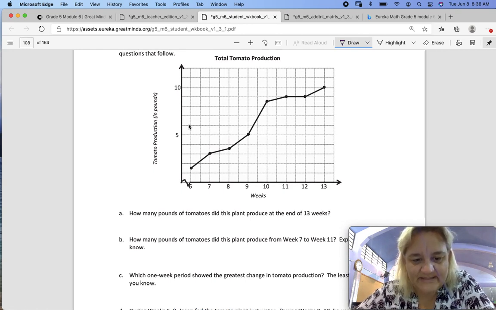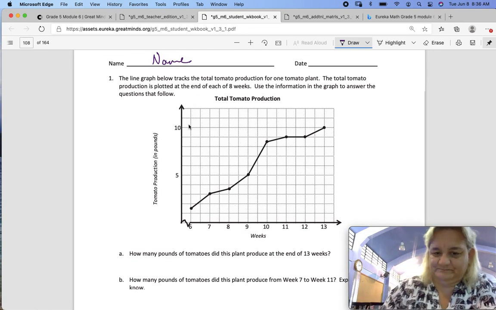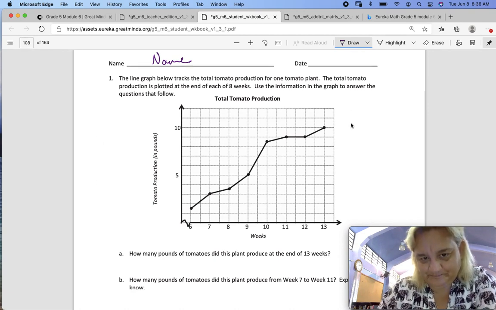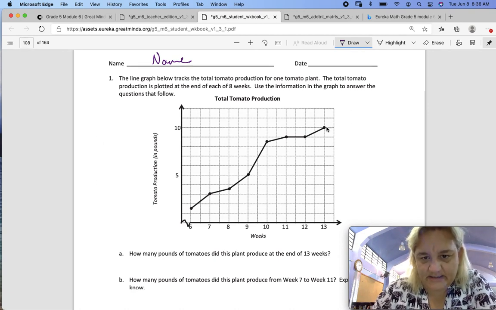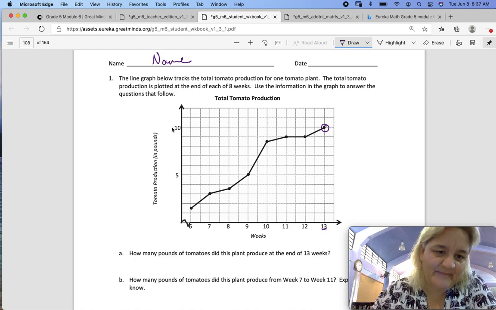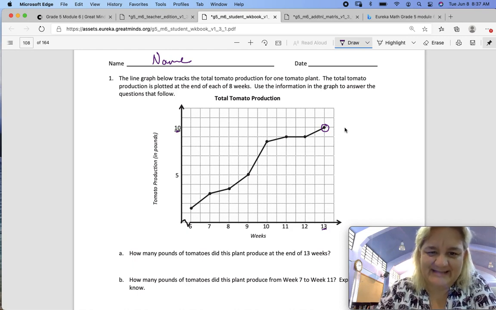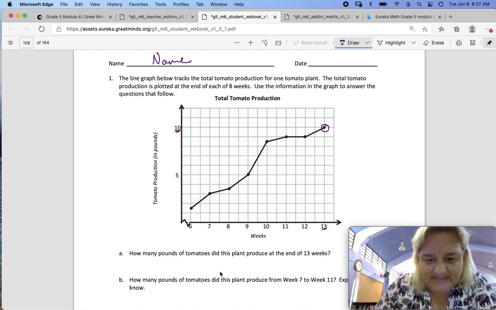How many pounds of tomatoes did this plant produce at the end of 13 weeks? So the graph only goes up. So at the end of 13 weeks, which is right here, there were how many tomatoes in pounds? 10 pounds. This is one plant. This is a super plant. The plant produced 10 pounds. Please use your labels.